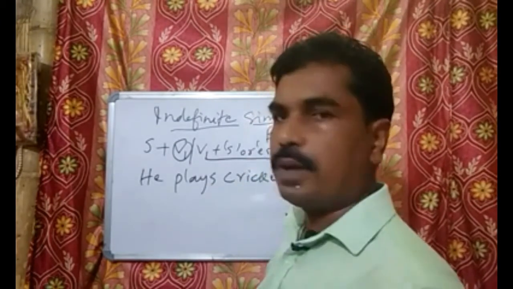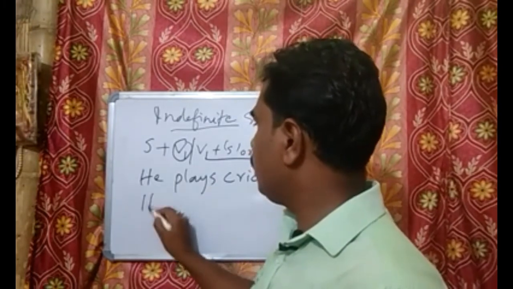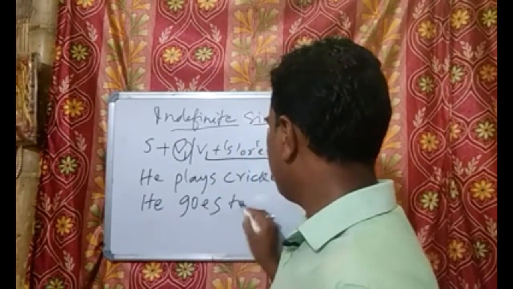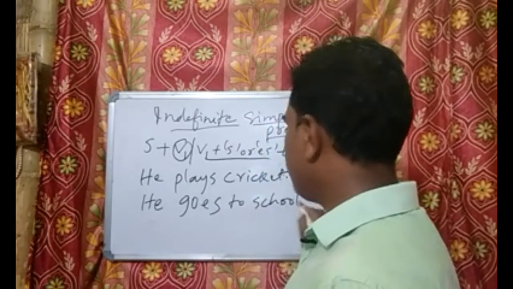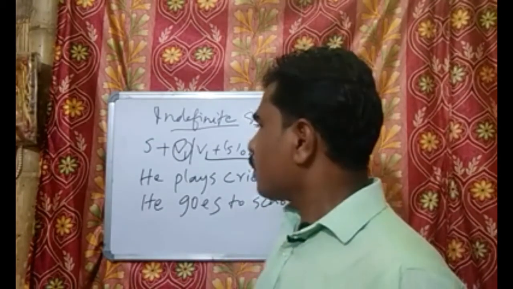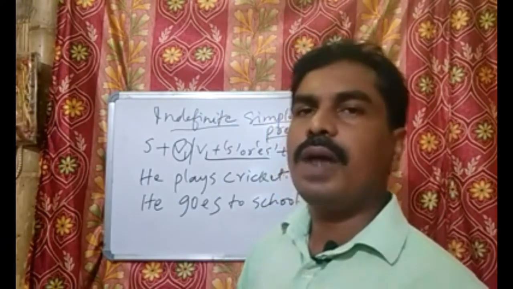He plays cricket. S is added with verb 1. If it is like he goes to school, here what happened? Es is added to the first form of the verb. So with some verbs you need to add es, and in some verbs you just need to add s.